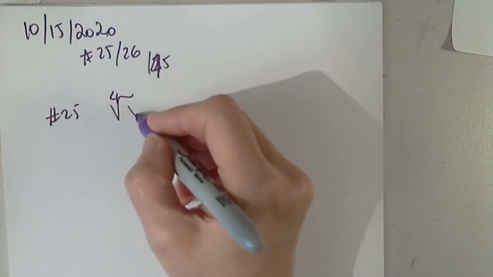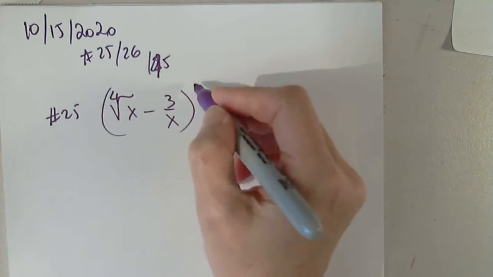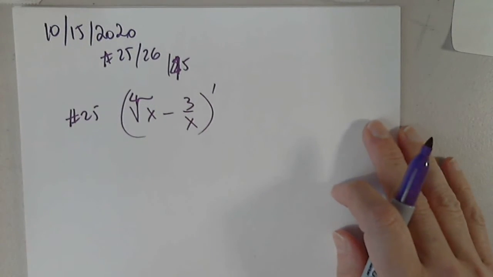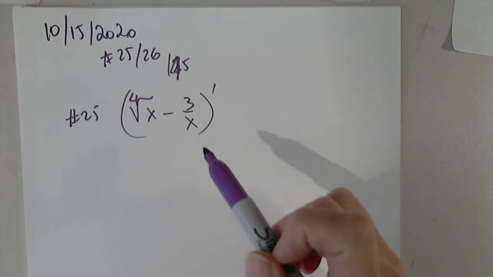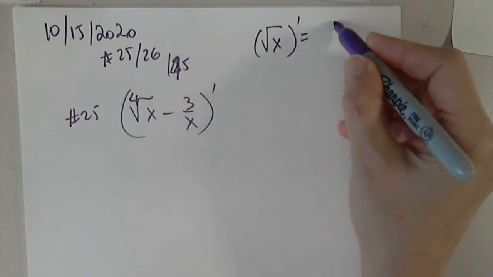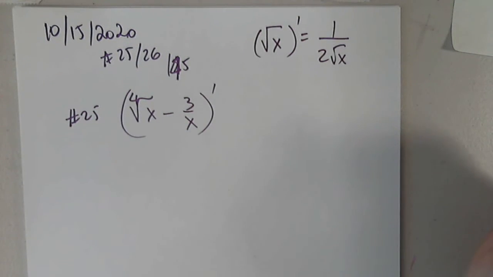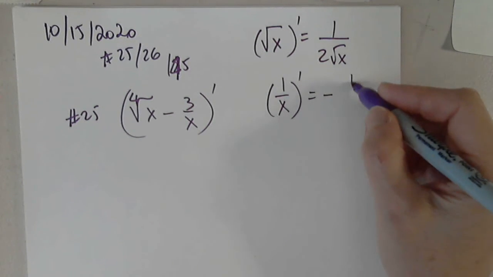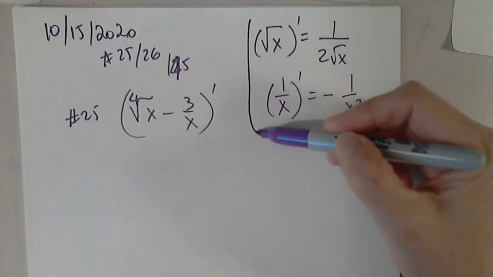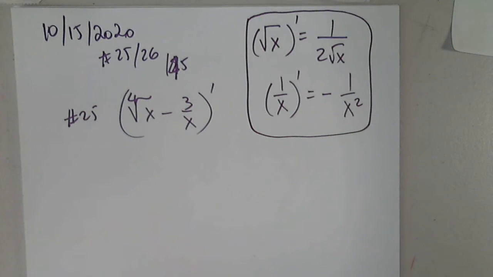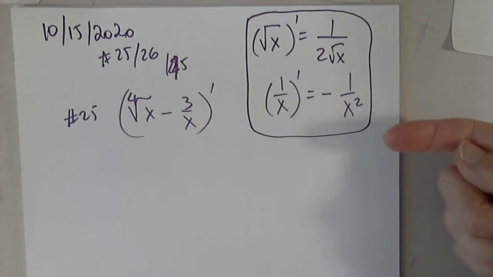The function is the fourth root of x minus 3 over x, and we want to differentiate. Yes, you can write it as d over dx if you want. They're identical. One thing that I would like to say is, moving forward, as we know, the derivative of the square root of x is 1 over 2 the square root of x. We should remember, moving forward, we need this for later, that the derivative of 1 over x is negative 1 over x squared.